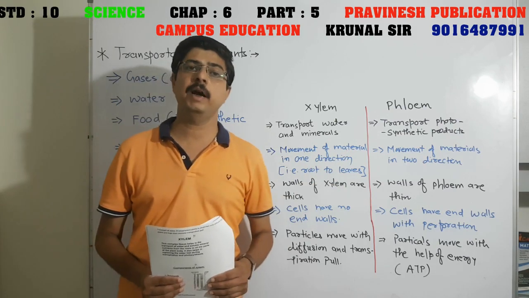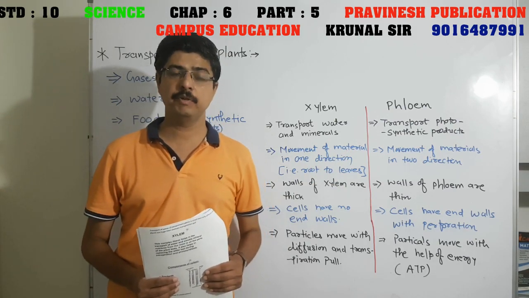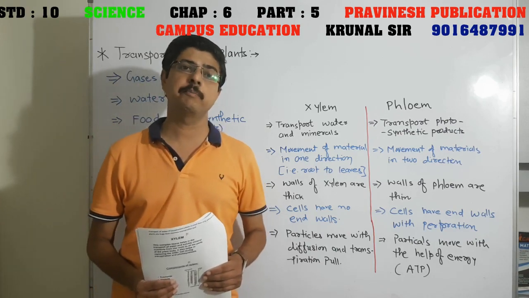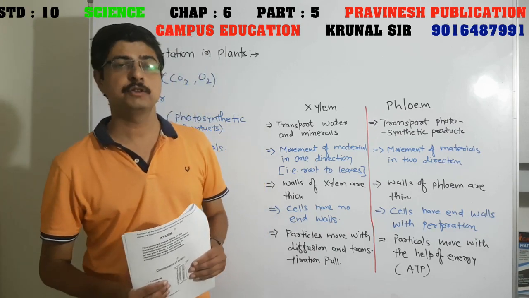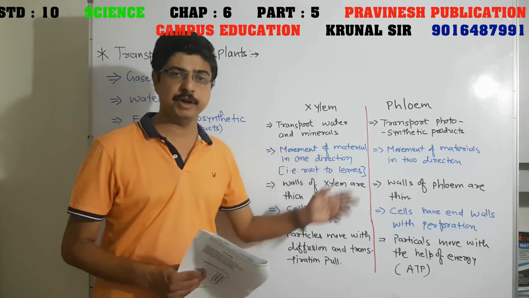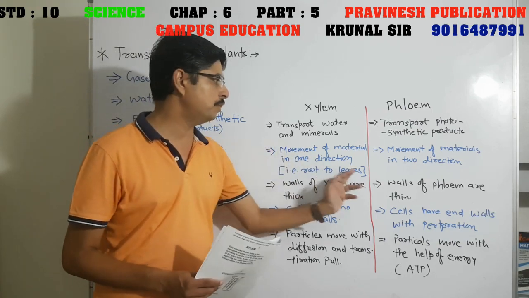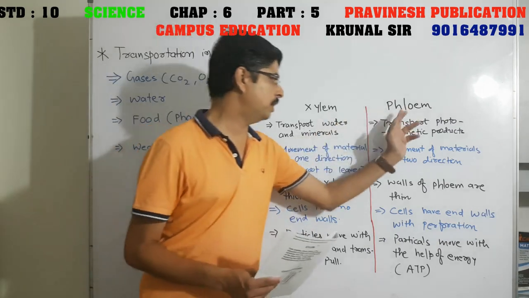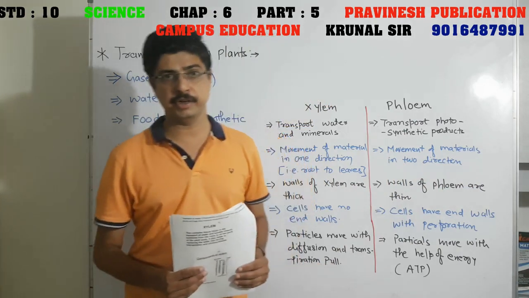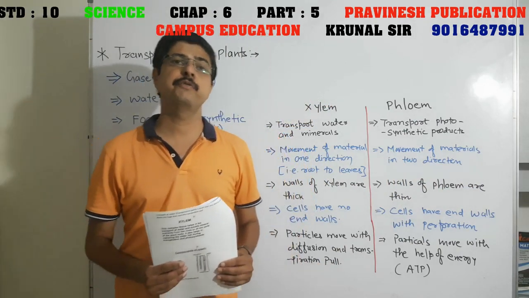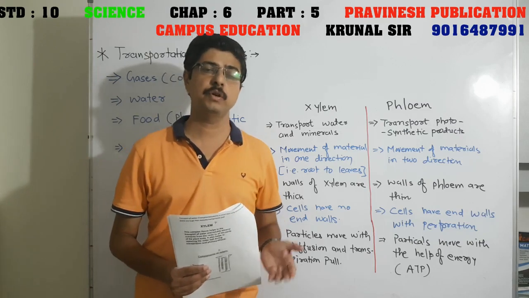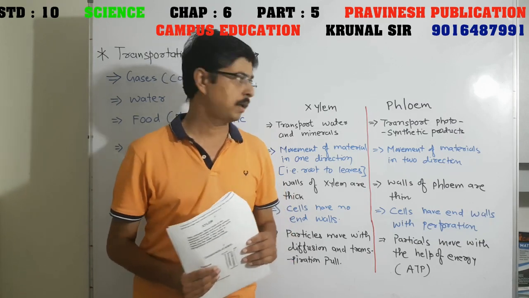Friends, we know that plants absorb water with the help of their roots, and this water will move to the upper part of the plant. So the movement of material or water in the xylem is unidirectional, that is from root to leaves. While on the other side, in phloem, the movement of material is in two directions. That means the food molecules will move from root to stem, stem to root or root to leaves.